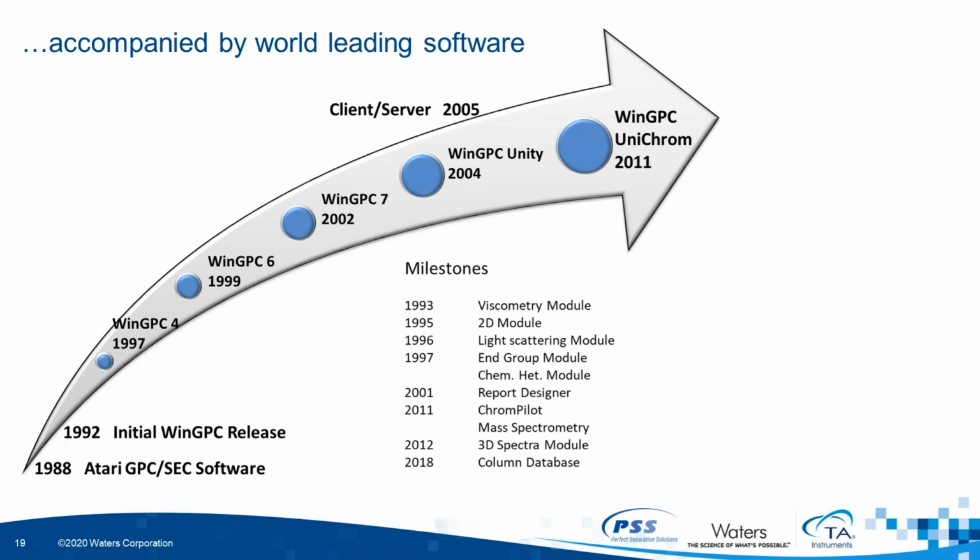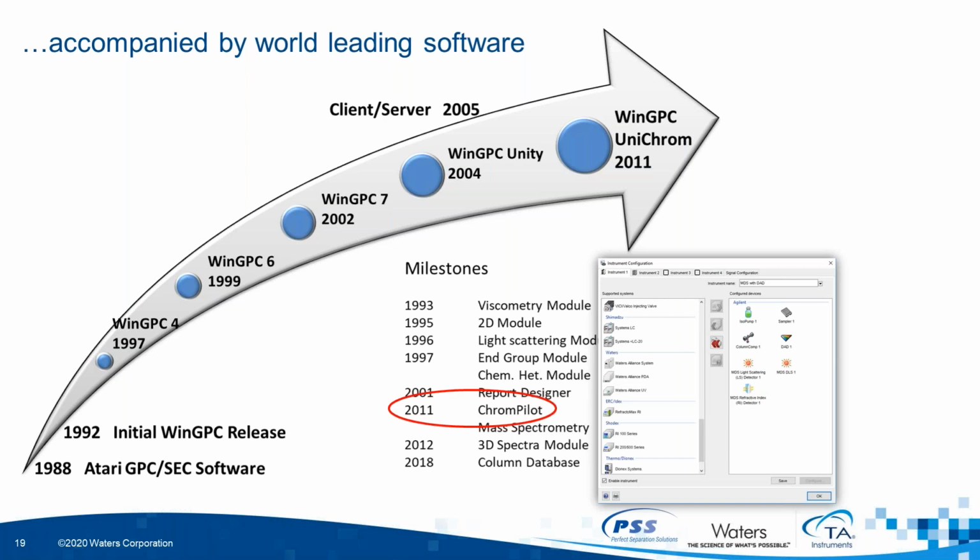So what is new for this new comprehensive 2D solutions that we've just shown in the previous slides? The additions that have been done were mainly applied to the ChromPilot and to the guided 2D valve setup. The WinGPC ChromPilot is our module for the manufacturer independent instrument control.